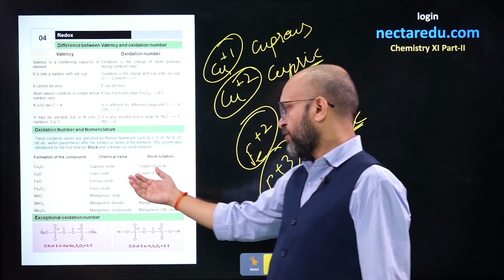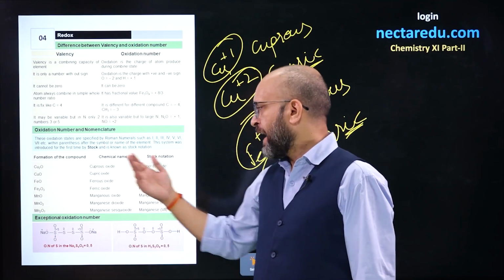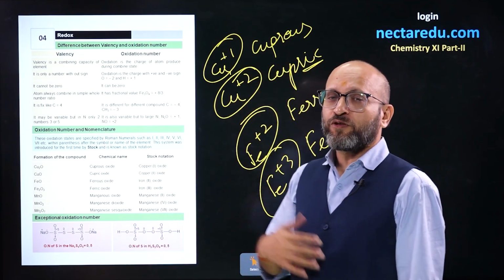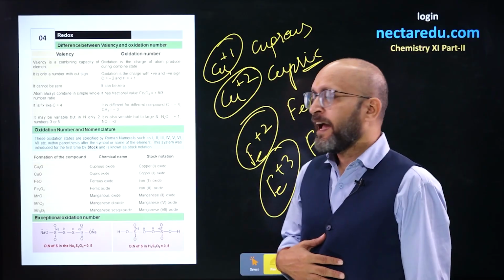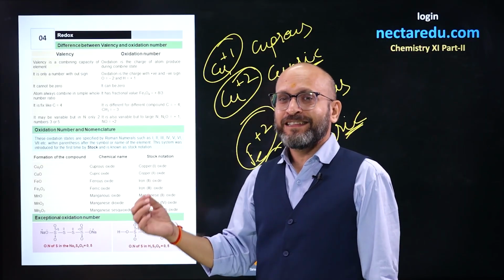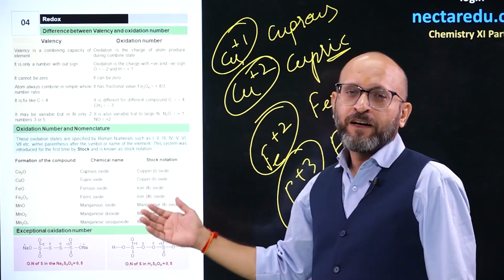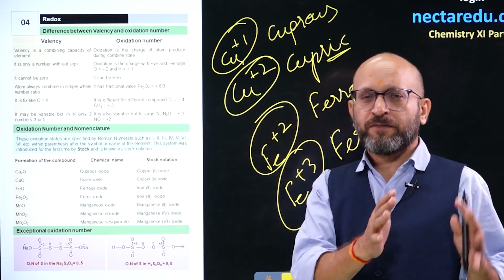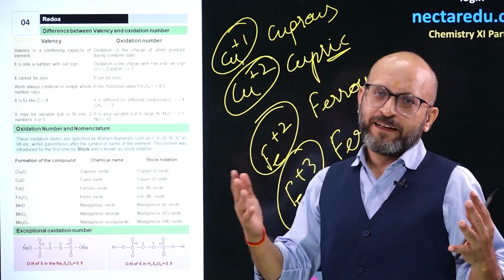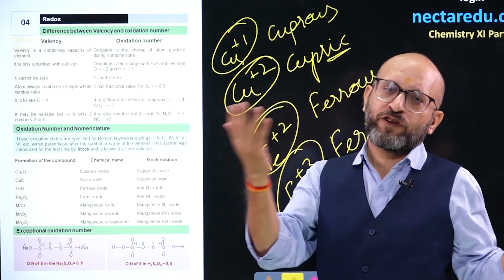We have a couple more examples out here. MnO is called manganese oxide, MnO₂ is called manganese dioxide, Mn₂O₃ is called manganese sesquioxide. The representation is the same: metal followed by oxidation number in Roman numerals, and then you have oxide, fluoride, whatever the category of compound is.